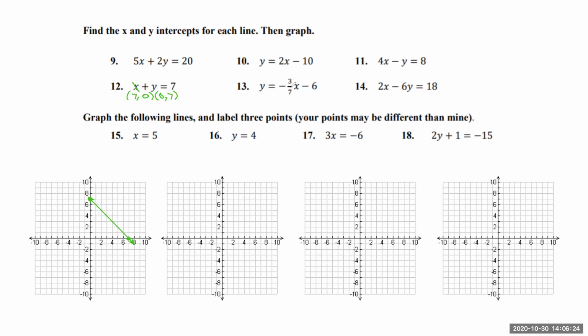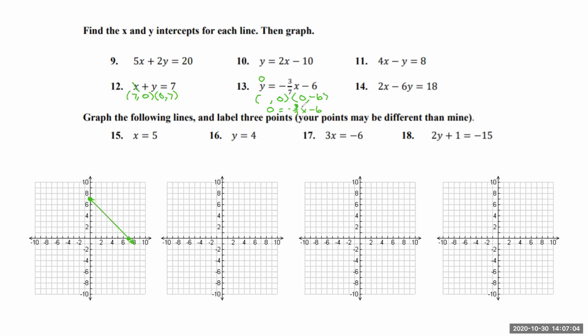Coming over to y equals -3/7x minus 6, we're going to plug in 0 for x first because that's the easier one. Plugging in 0 for x, it would multiply this entire thing and get rid of it. Then we're left with y equals -6. That one was the easy one. Now we're going to plug in 0 for y. Plugging in 0 for y, we're going to get -3/7x minus 6.